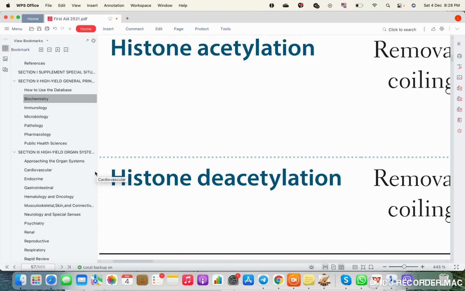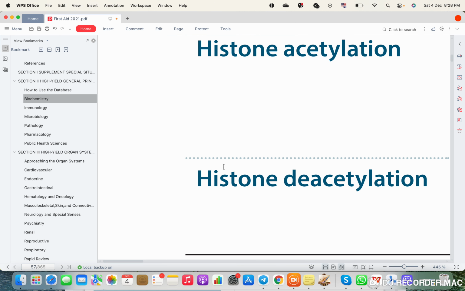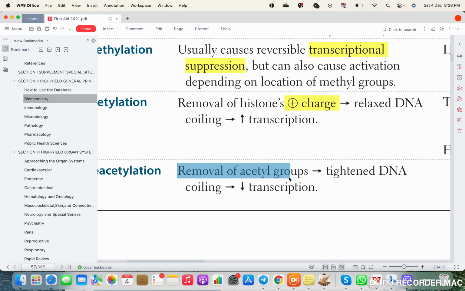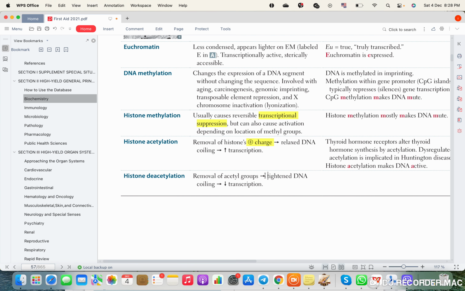Histone deacetylation. Will it lead to deactivation or activation? It's deacetylation. Will deacetylation lead to activation or deactivation? Yes, deactivation. Excellent. See, it just becomes second nature to you. So they remove an acetyl group, which tightens the DNA coiling, which leads to reduction of the transcription. So you have less transcription, yes?